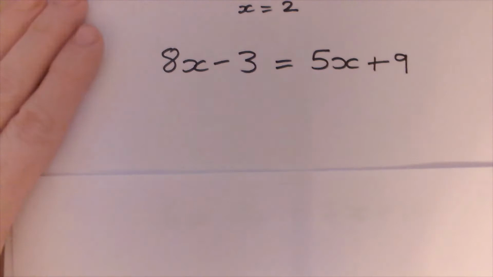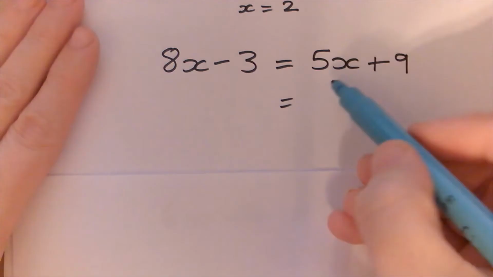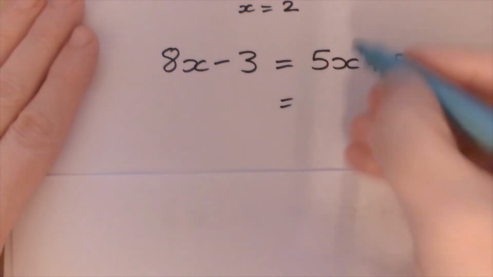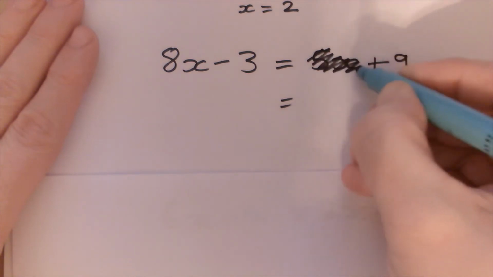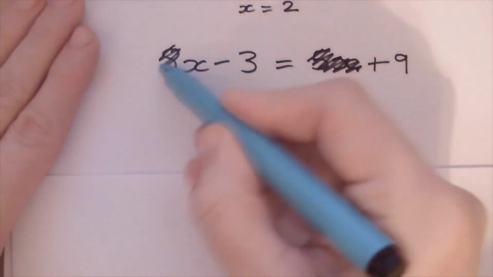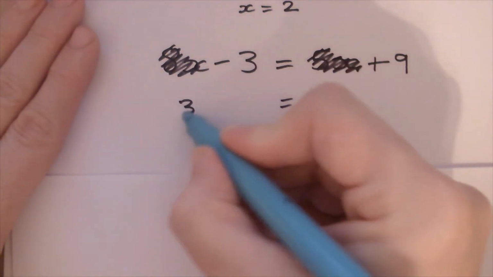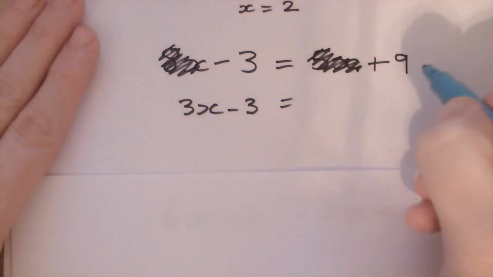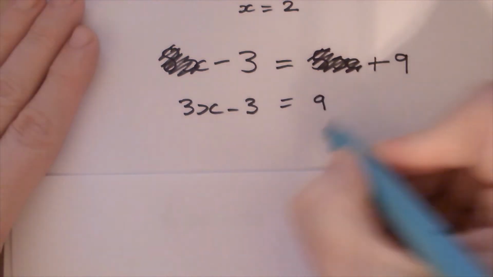Right, so start with the smallest amount of x's. 5x, take 5 x's off here. Take 5 x's off here. That will be 3x minus 3 is equal to normal 9.